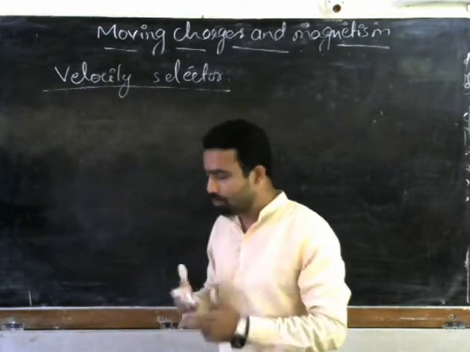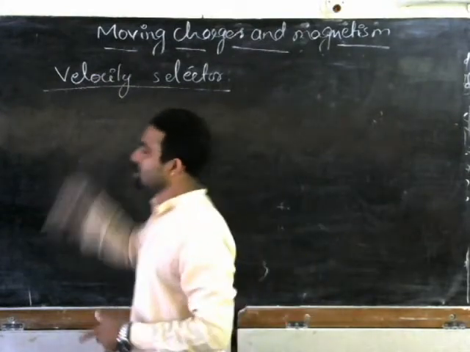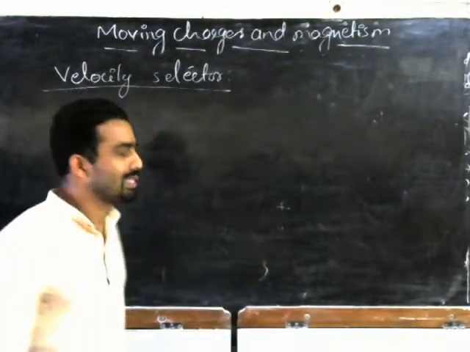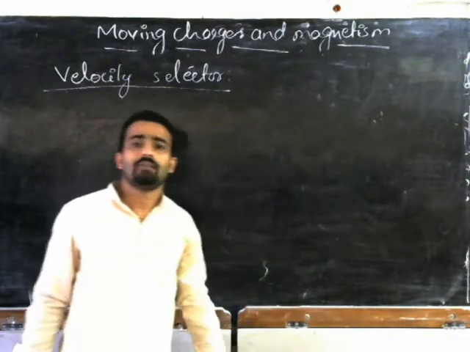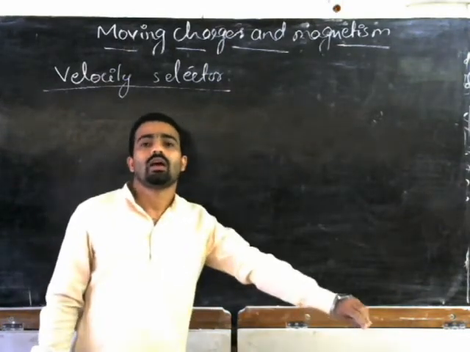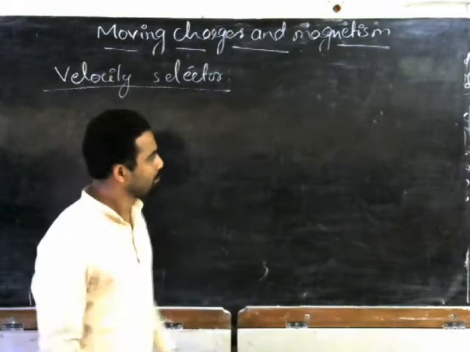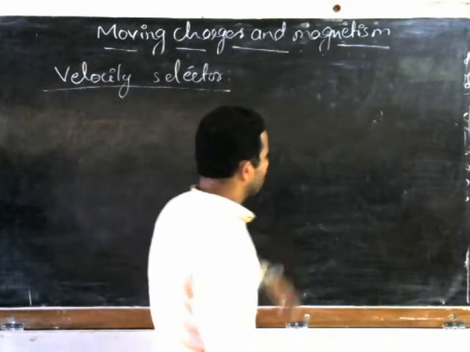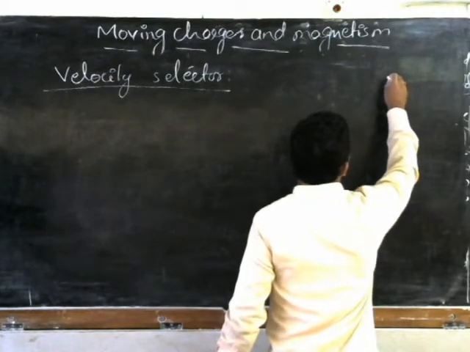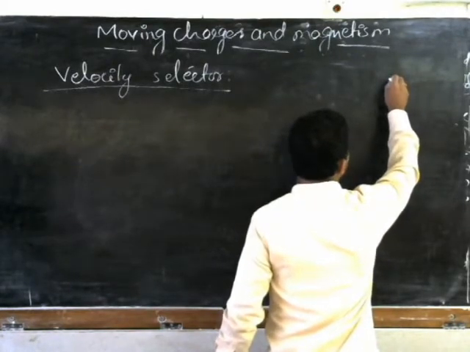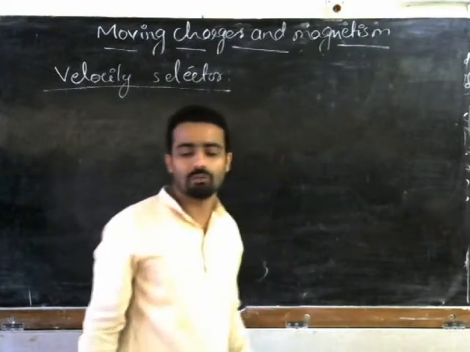So then how it works, let's see. There is a concept of velocity selector. Then how do we select the velocity of any charged particle as per our requirement? To do so, what we have to do is take two fields. That is called two crossed fields.